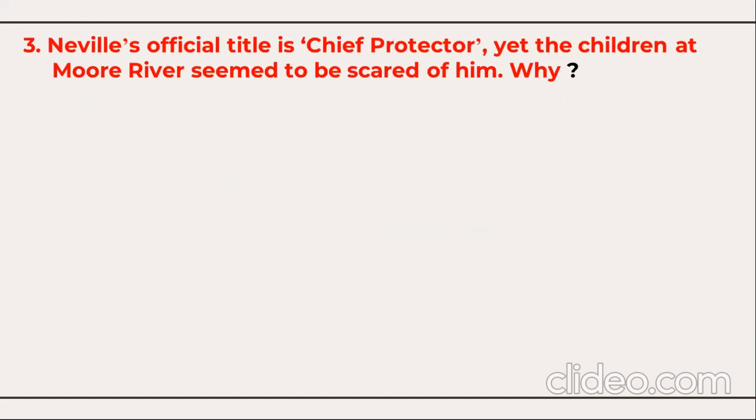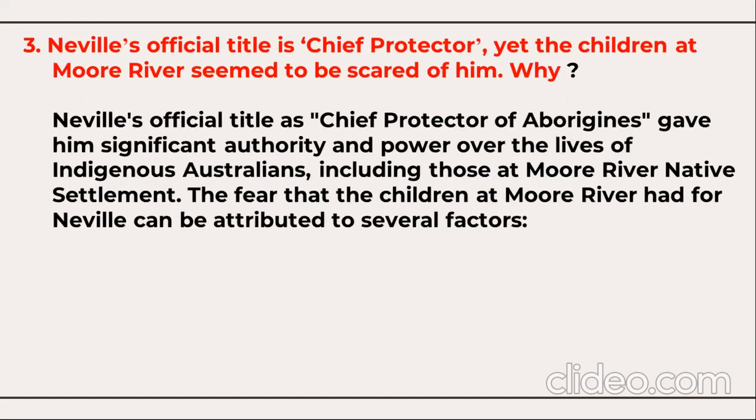Neville's official title is Chief Protector, yet the children at Moore River seemed to be scared of him. Why? This is again from the novella, Rabbit-Proof Fence. Neville's official title as Chief Protector of Aborigines gave him significant authority and power over the lives of Indigenous Australians, including those at Moore River Native Settlement.